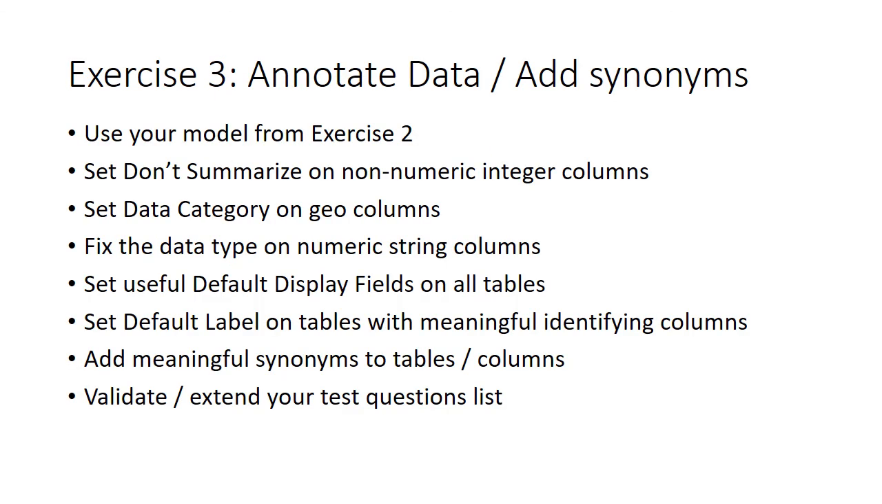So for our third exercise, we're going to annotate the model that we built during the last lesson. We'll set don't summarize and data category on columns that need it, fix up incorrect data types, set the default display fields and default label on the tables, and add a handful of synonyms to various tables and columns. And the most critical step, validate the questions we had working before, check previously broken questions to see what we've enabled by fixing things in the model, and add some additional questions to our test questions list.